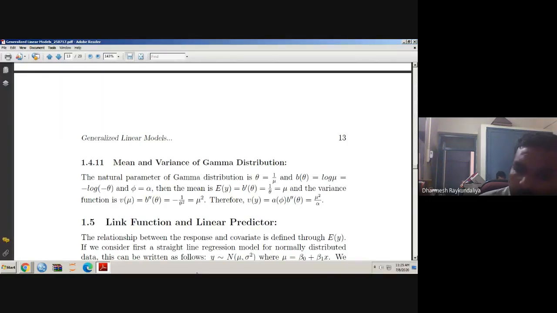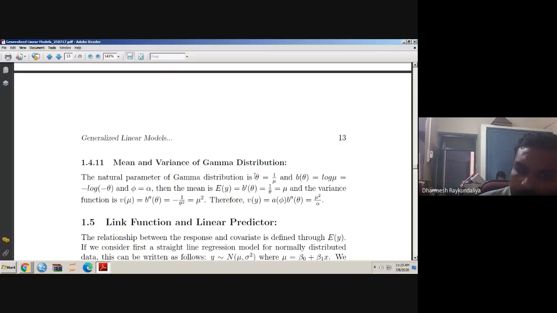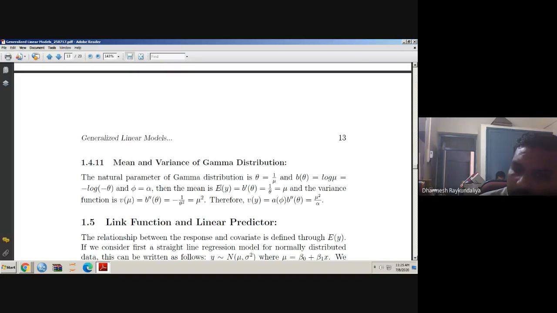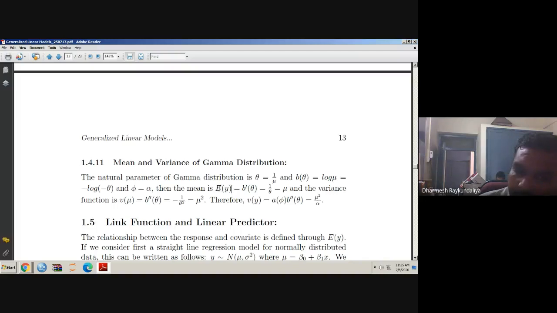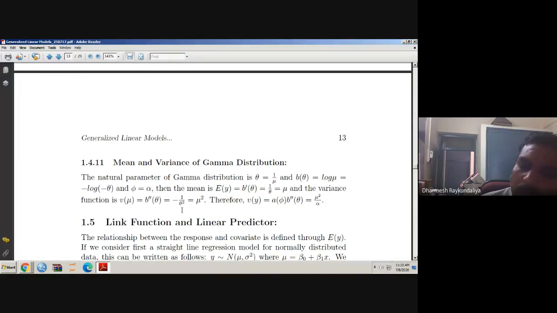And what is the variance? The second derivative is minus 1 by theta square. We know that theta equals 1 by mu, so 1 by theta equals mu, which means the mean of a gamma is mu. We did this earlier: expected value of y equals mu, and mu is equal to alpha by lambda. So here you can say that the expected value of y is mu. And similarly, the variance function is minus 1 by theta square.